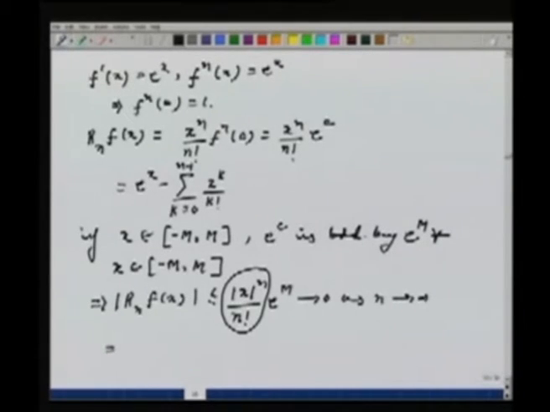This then implies the familiar formula that e to the power x is actually 1 plus x plus x square by factorial 2 plus and so on, up to x to the power n by factorial n and so on. This series converges to e to the power x for all x, and the right hand side is precisely the Taylor series of the function.